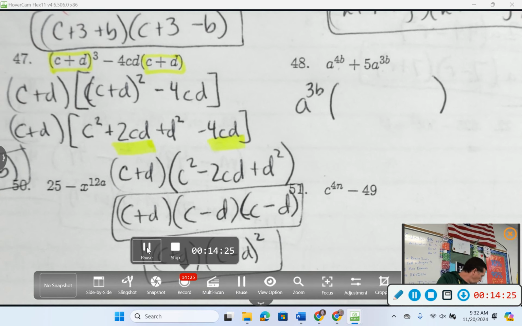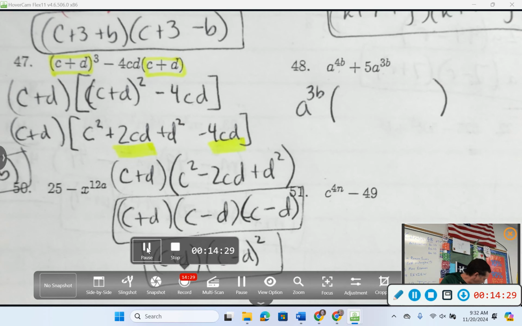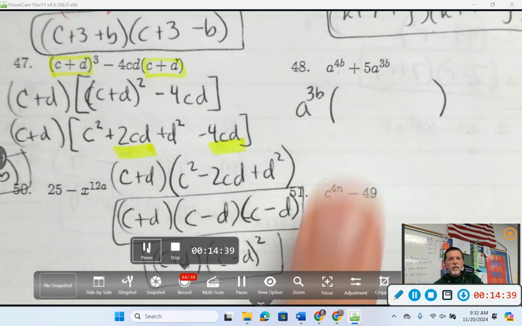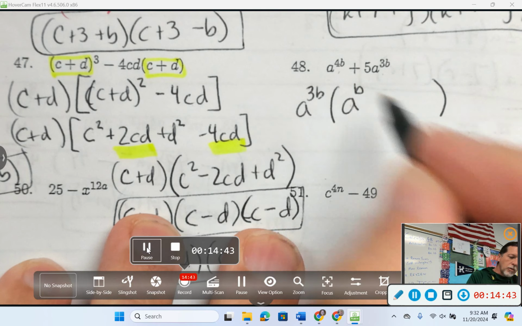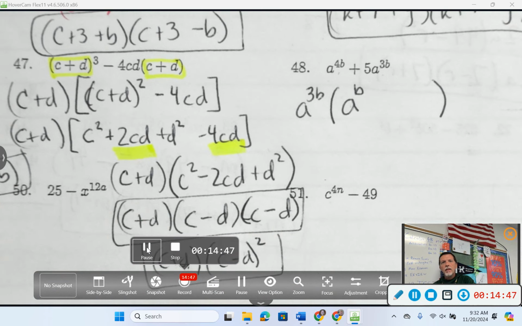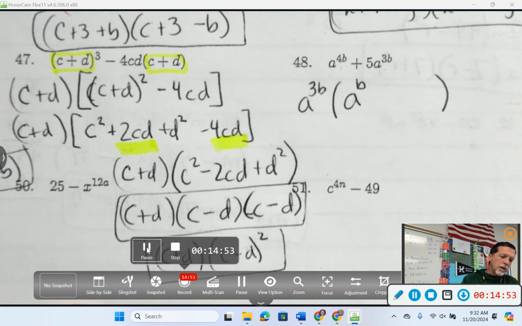Now I've got to figure out what goes in that blank. If I remember right, I almost messed this one up on the key. Yep, almost messed it up. So a to what power? B. Oh, you guys are better than I was. I put a 1 there the first time, because I was thinking 3 plus 1 is 4. Well, yes, 3 plus 1 is 4, but 3b plus b would get me to 4b.